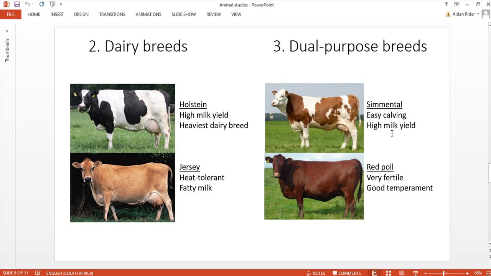Then you have secondly your red poll. They usually are red, that's why they're called red poll. And poll meaning they don't have horns. So they're red and they don't have horns. Brilliant name. Then they are very fertile, so you can get a lot of babies from them, and they also have a good temperament, so they're easy to handle.